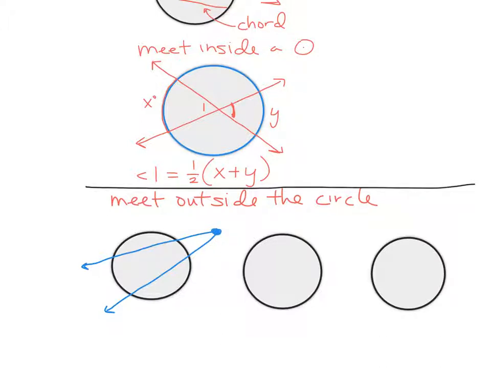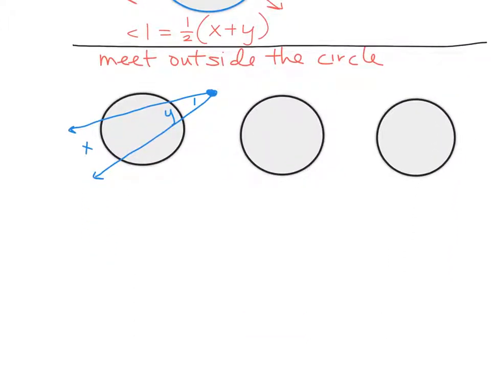You have an angle here. We're going to call it angle 1 still. And then you have 2 arcs that intercept that angle. You have this arc out here, which we're going to call x, and the arc in here, which we call y. So you still have an angle 1, an x, and a y. Your formula is nearly identical, except instead of adding, now we're subtracting. So the measure of angle 1 equals half of x minus y.